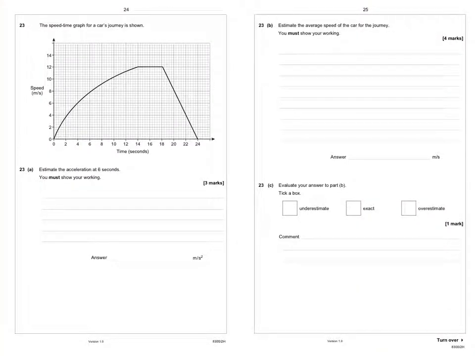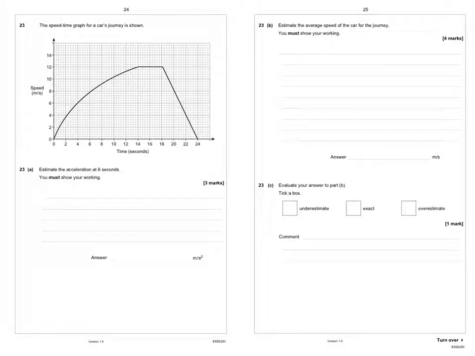So question 23, the speed time graph of a car's journey is shown. Okay, so it's here. Estimate the acceleration at 6 seconds. You must show your working. The first thing we should notice is that this is not a distance time graph, it's a speed time graph. So this is how the speed is changing as time passes.